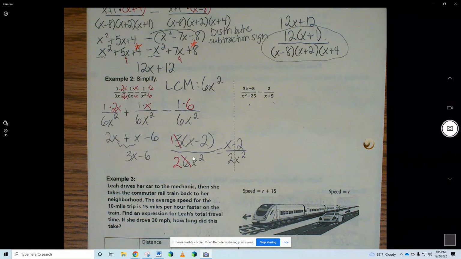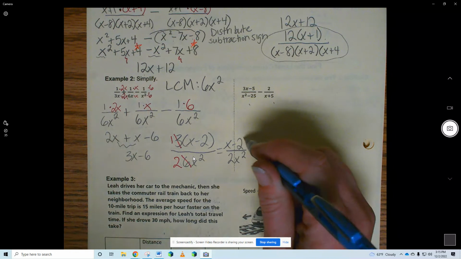All right. We cannot simplify this any further because the x and the 2 create a binomial. They are attached with the subtraction sign. They can't be broken apart. The 2x squared could be simplified, but again, the top numerator isn't, I can't break it apart. So, you're done with this.